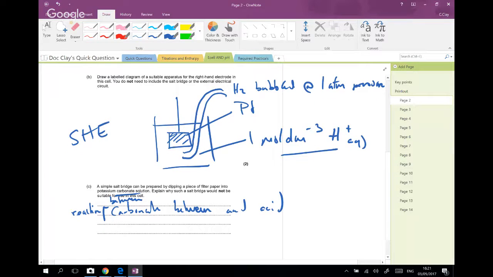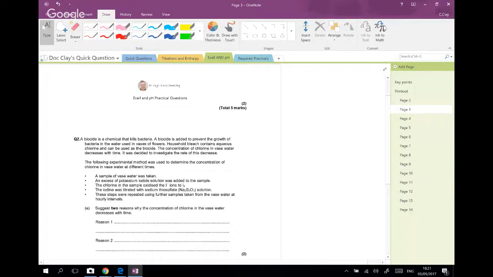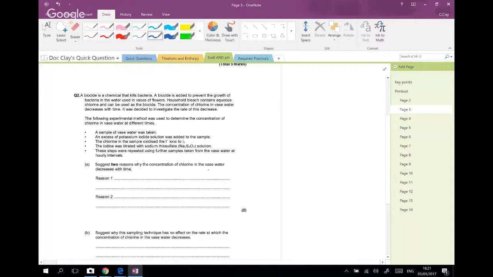Okay, number 3 then. A biocide is a chemical that kills bacteria. A biocide is added to prevent the growth of bacteria in the water used in vases of flowers. Household bleach contains aqueous chlorine. The following experiment method was used to determine the concentration of chlorine in the vase at different times. Suggest 2 reasons why the concentration of chlorine in the vase decreases with time.